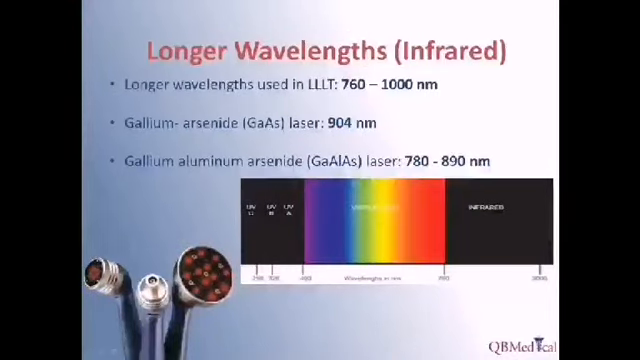As we get into the longer wavelengths used in therapy, we approach the near infrared to infrared end of the spectrum, meaning these lasers are invisible. The gallium arsenide laser will give you a wavelength of 904 nanometers, and the gallium aluminum arsenide will give you anywhere from 780 to 890 nanometers. Again, these are two of the more common active mediums you will find in therapeutic lasers.